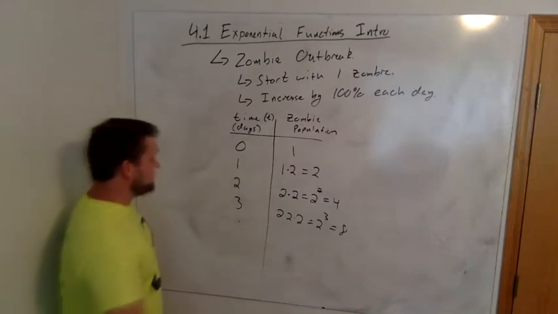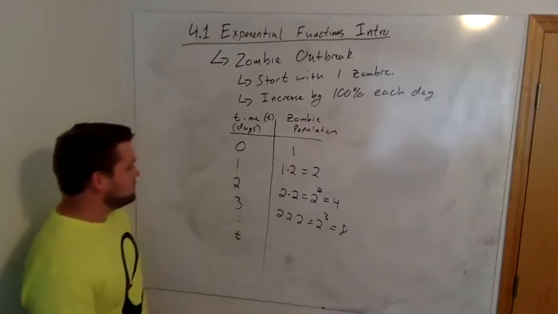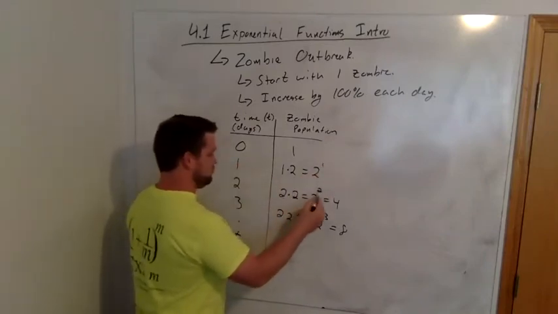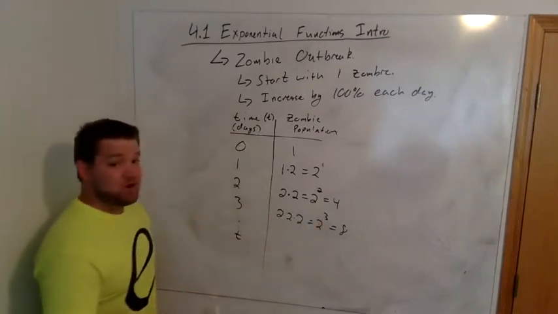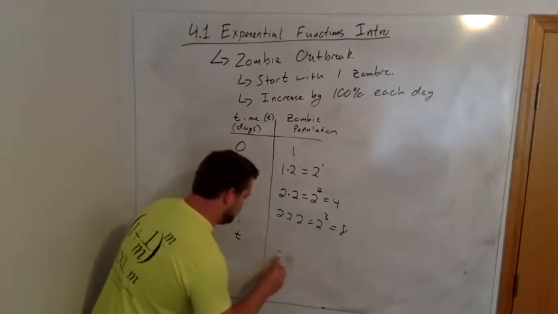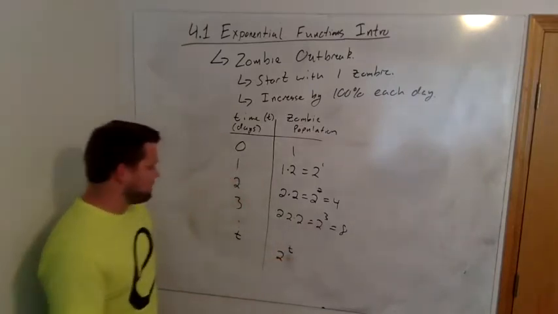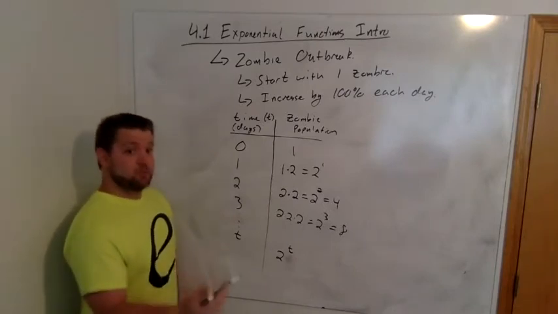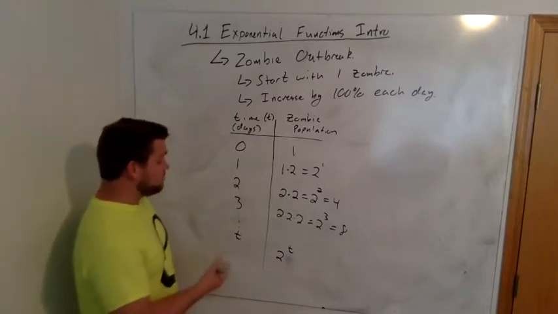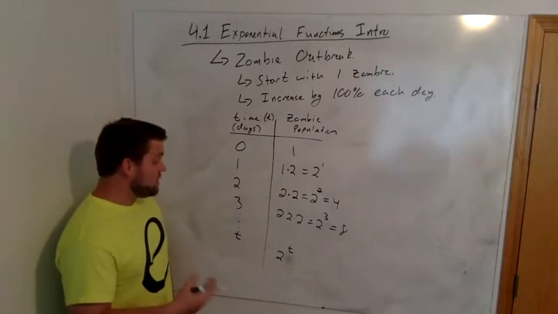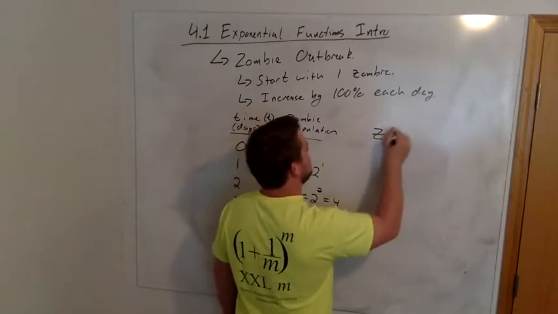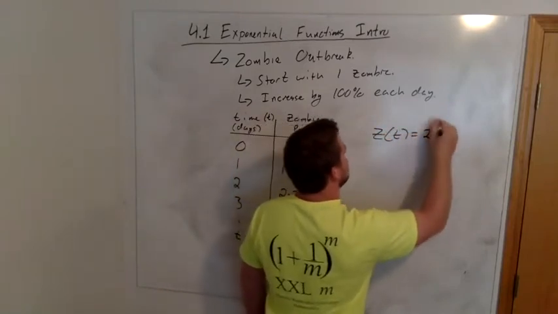So what we want to know is what's going to happen after t days. Well, looking at this pattern, this is 2 to the first power, this is 2 squared, this is 2 cubed. So if I want to know how many zombies there are after t days, it seems like what we're doing is we're just taking 2 and we're raising it to the tth power. So after 4 days, there would be 2 to the 4th zombies. After 10 days, there would be 2 to the 10th zombies. So now we have a nice function which will tell us how many zombies there are after a certain number of days. Let's call this z of t. Zombies as a function of time, and this is 2 to the t.